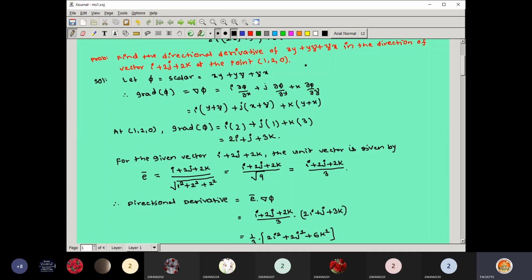You are just calculating the directional derivative corresponding to the given scalar function in the direction of the vector. So this is the procedure to find your directional derivative. Most important, you can expect it in the final exams. Is it clear? Any doubt?